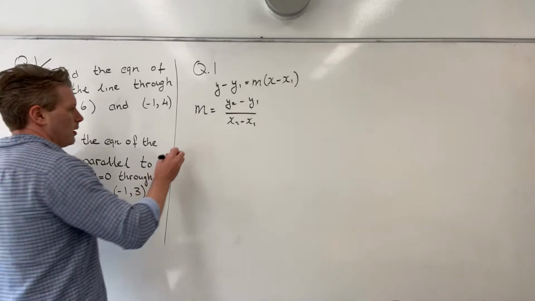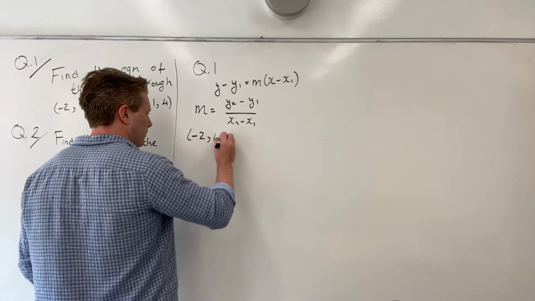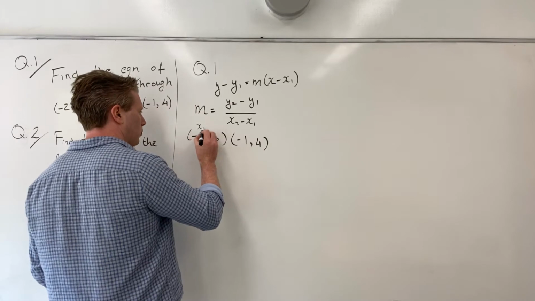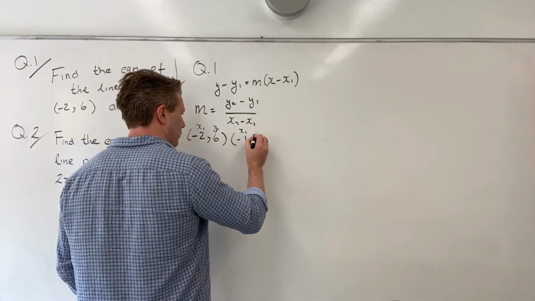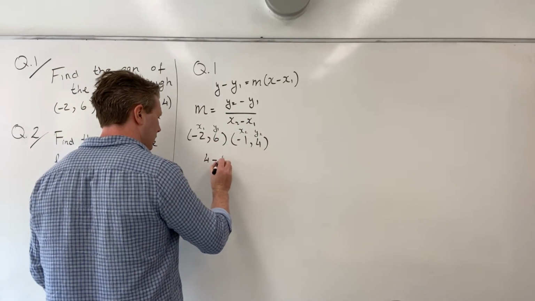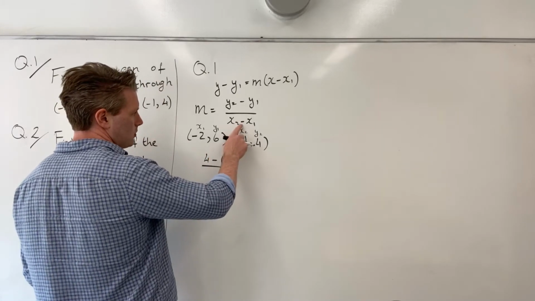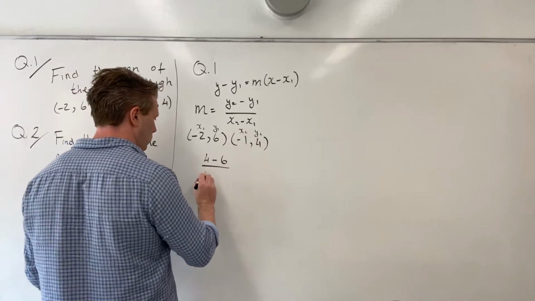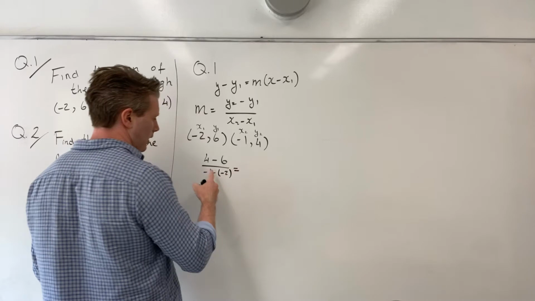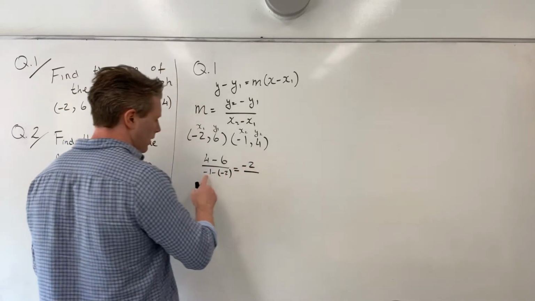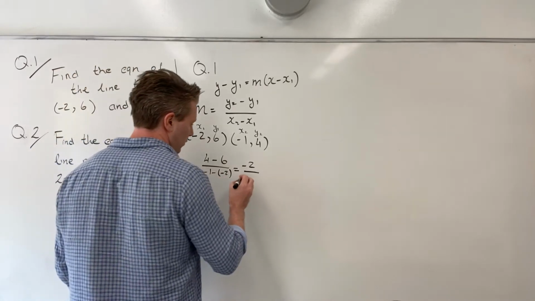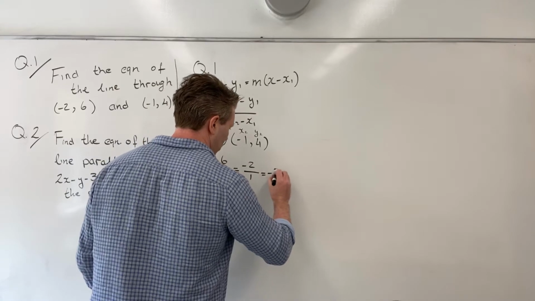So my 2 points are minus 2, 6 and minus 1, 4. So I will label these x1, y1 and x2, y2. y2 minus y1 then is 4 minus 6, and x2 minus x1 is downstairs minus 1 minus negative 2. Tidying that up, 4 minus 6 is minus 2. Minus 1 minus negative 2, a double negative gives me a positive, that's minus 1 plus 2, which is 1. And so I'm getting a slope of minus 2.